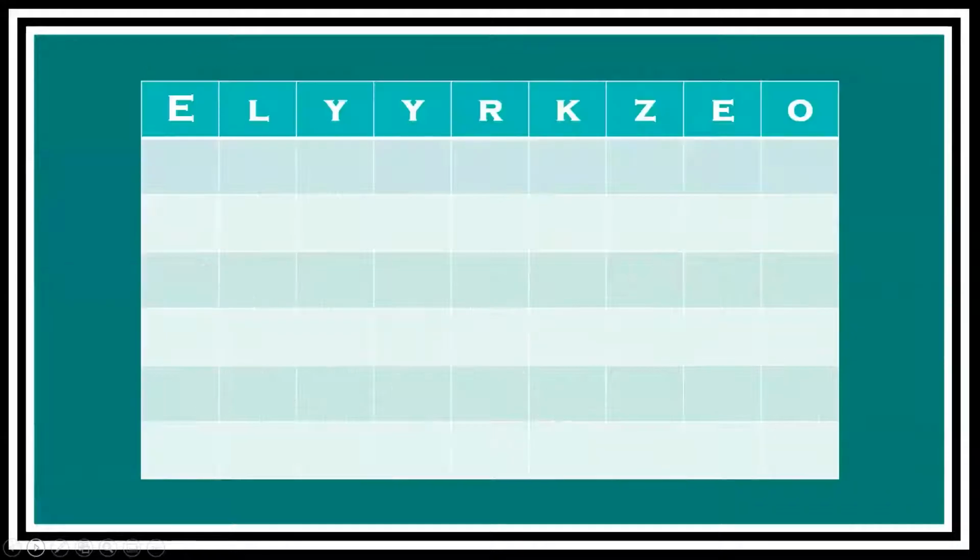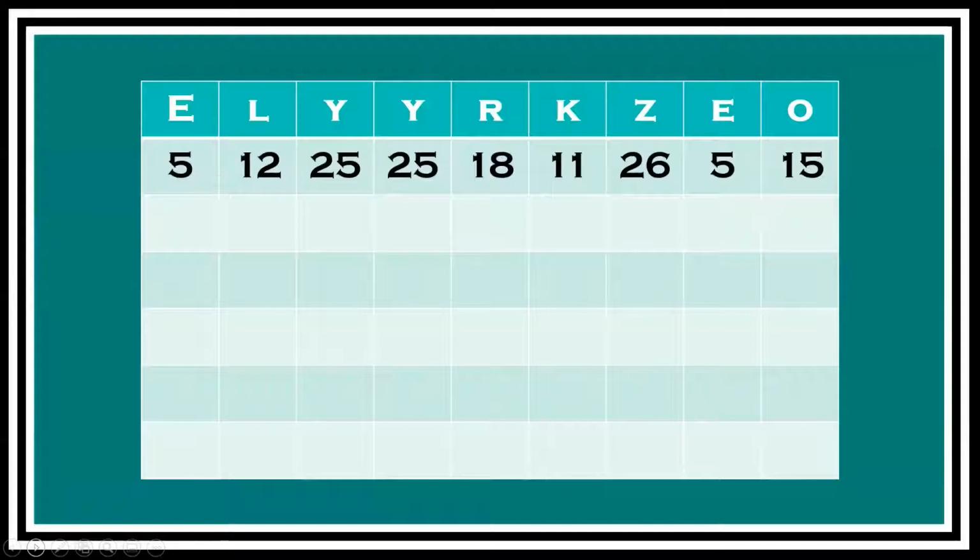And let's now have a look at decoding ELYYRKZEO. We just encoded the word "greetings" to get this, so we know that our answer should be "greetings." But let's have a look at the process of decoding this message. So first, change all of the letters into the number corresponding to their position in the alphabet. So E is the 5th letter of the alphabet, L is the 12th letter of the alphabet, Y the 25th, and so on.